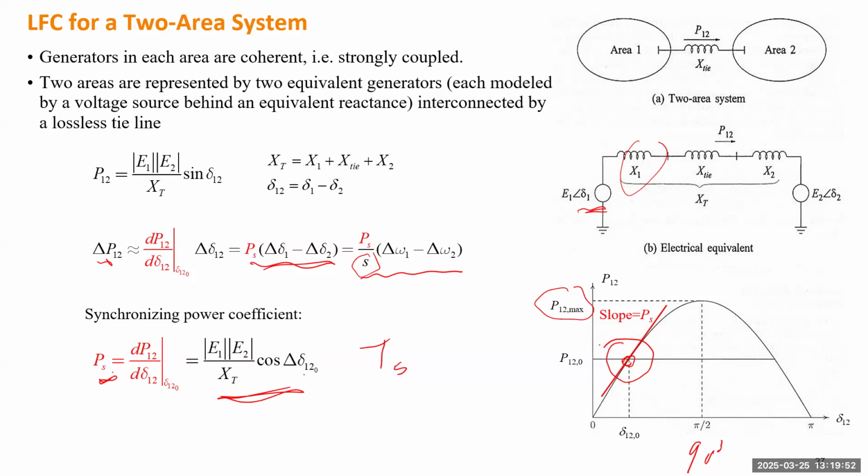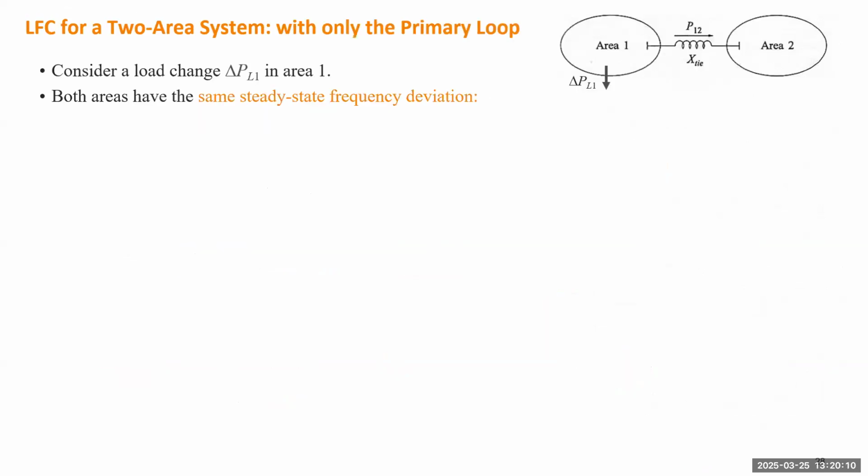So later in the small signal stability study, we're going to utilize TS, the synchronizing torque coefficient, to describe how to improve the small signal stability. But basically that TS is the same as PS in per unit. Okay. Any question? All right.